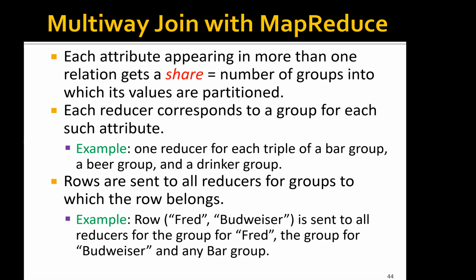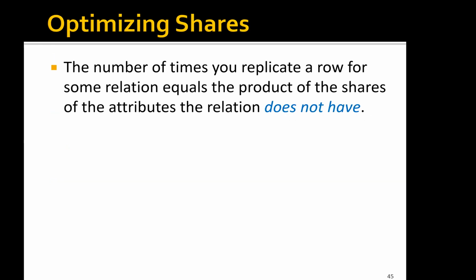Okay, and so the replication rate for this particular row, the number of times you replicate this row, is equal to the share of the bar attribute. So it turns out the number of times you replicate a row is the product of the shares for the attributes that the relation does not have. In the example I just gave you, the only attribute it doesn't have is bars, so it would just be the share of the bars.